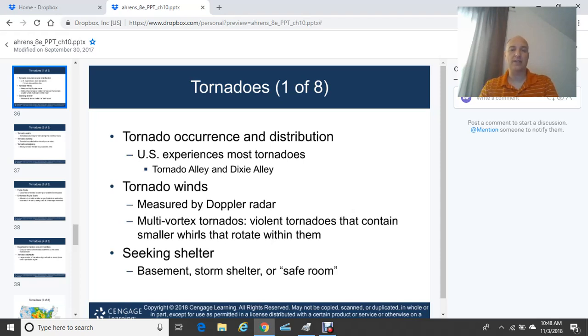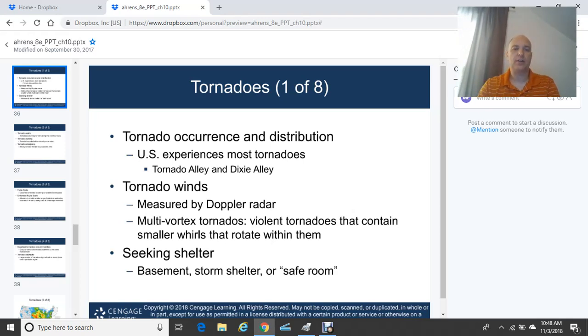Moving on to tornado winds now. The tornado winds are measured by Doppler radar. Doppler radar uses a velocity product and has different color schemes or codes indicating when air is moving away from the Doppler radar site and when air is moving towards it. You can get multi-vortex tornadoes as well. These are violent tornadoes that contain smaller whirls that rotate within them. It's also known as multiple suction vortices. You get one main tornado, and then you get these small little whirling eddies, additional little tornadoes that spin around the main tornado.